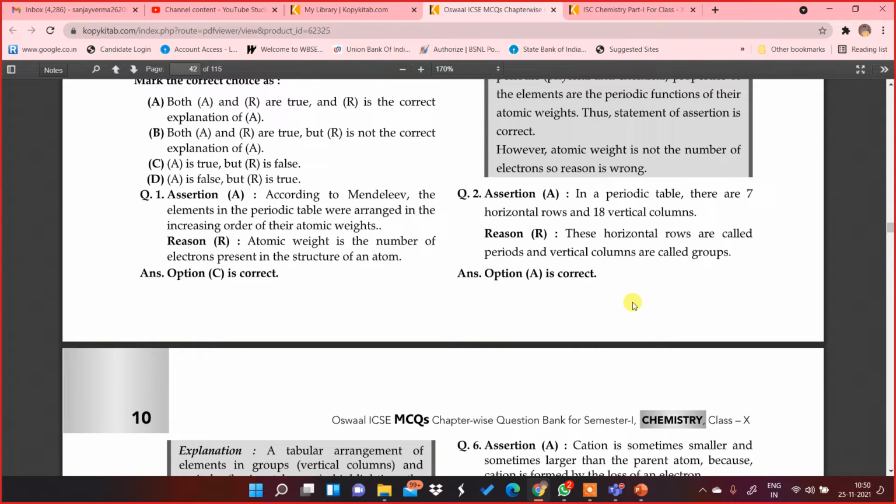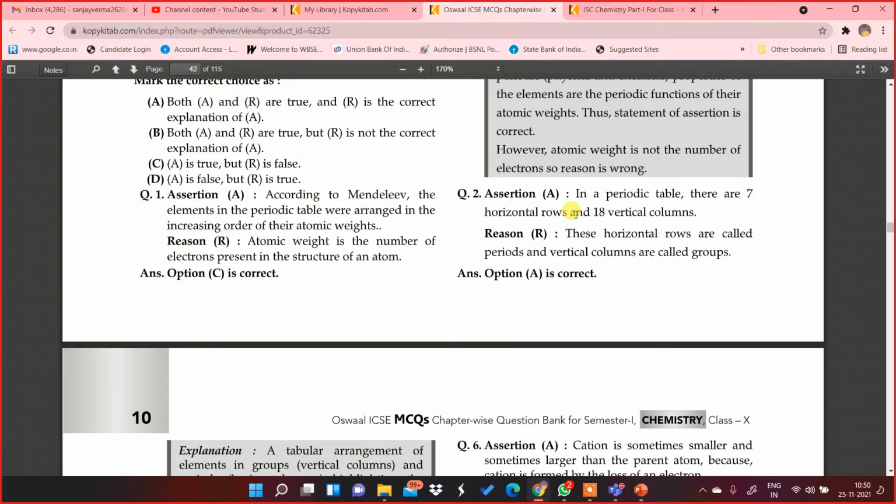Look at question number 2. Assertion A: in a periodic table, there are 7 horizontal rows and 18 vertical columns. Are there 7 horizontal rows? Yes, sir. Correct. Are there 18 vertical columns? Yes, that is true, sir. So assertion A is true.